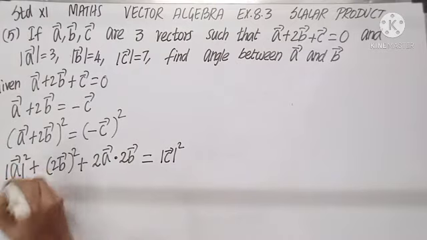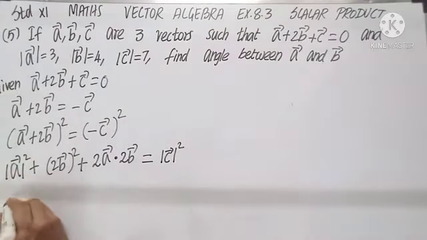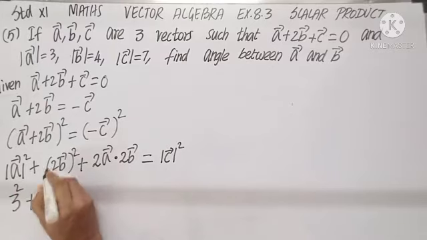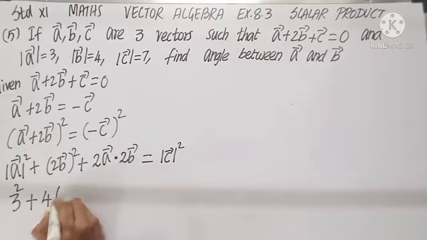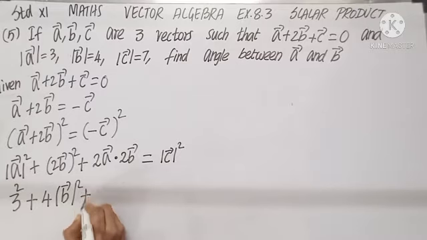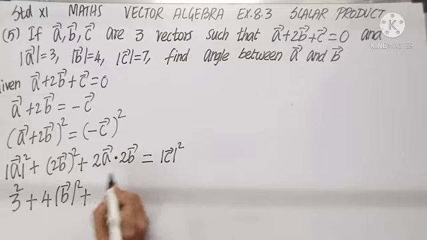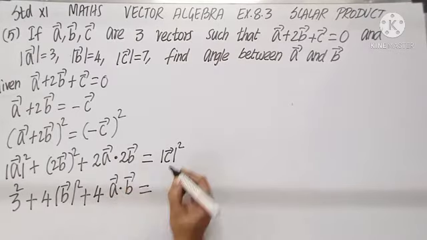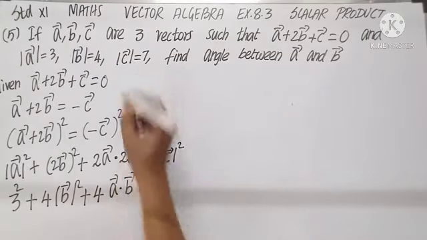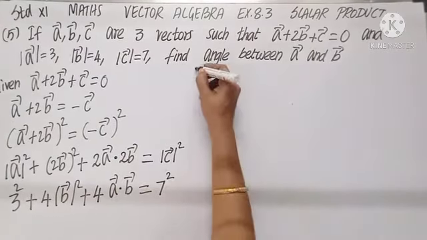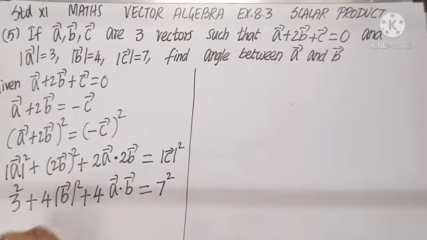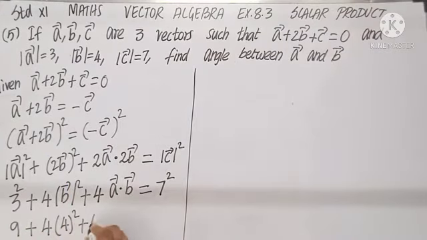What is A square? A square is 3 square plus 2 square is 4 and I have B square plus 2 into 2. We remember we can bring the scalars out. So 2 into 2 is 4 A dot B. What is modulus of C square? It is 7 square. As I simplify, I get 9 plus 4 into. What is B square? It is 4 square plus 4 into.